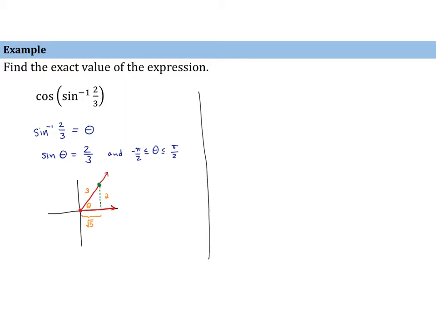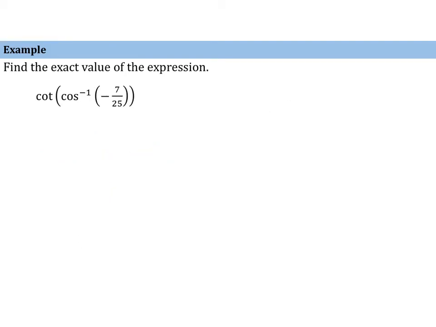So now, let's look at the cosine of arc sine of 2/3. This is cosine of, now what's arc sine of 2/3? We said that was theta. So looking at our diagram, what is the cosine of theta? And it is root 5 over 3.